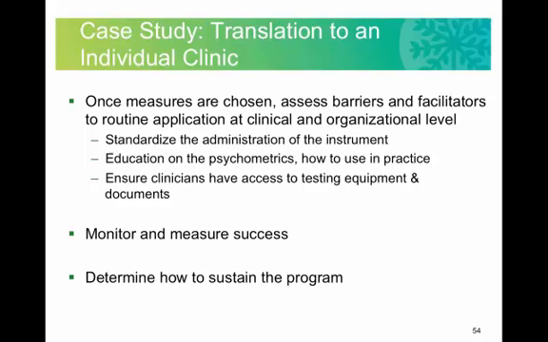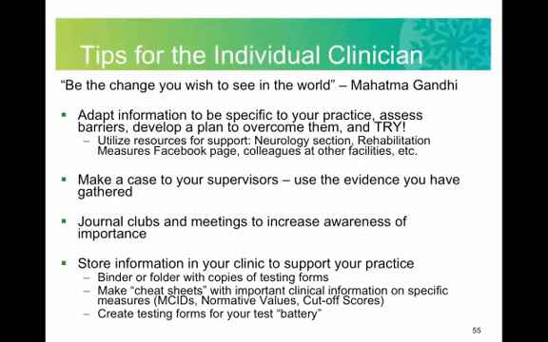Once the measures are chosen, assess the barriers and facilitators to routine clinical application at your site and at an organizational level. Standardize the administration of the instrument, educate on the psychometrics and how to use them in practice, and ensure clinicians have access to testing and equipment. Monitor and measure success and determine how to sustain the program. Now, if you're working by yourself as an individual clinician, not within an organization, really work to adapt the information to be specific to your practice, assess barriers, develop a plan for yourself, and try.